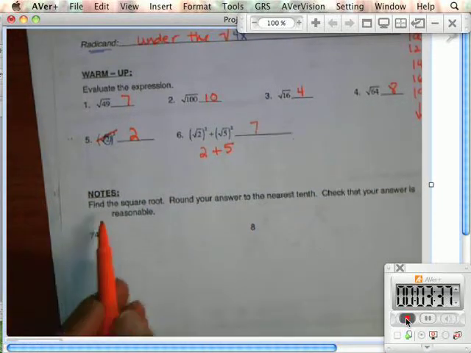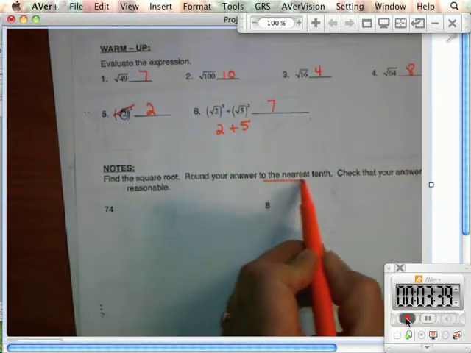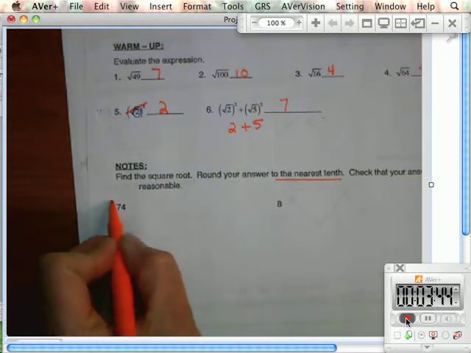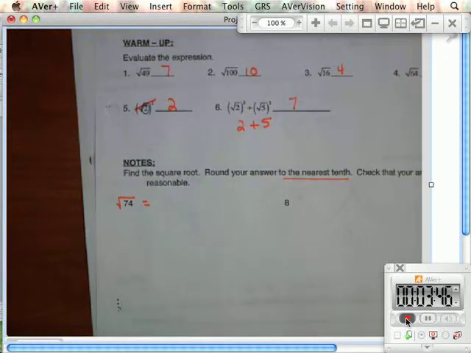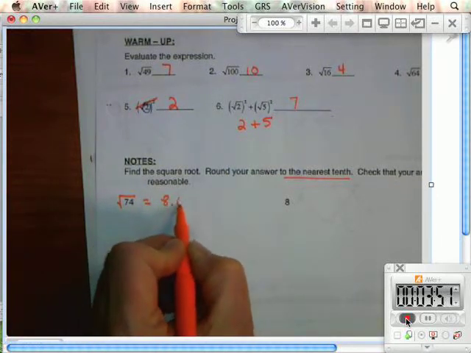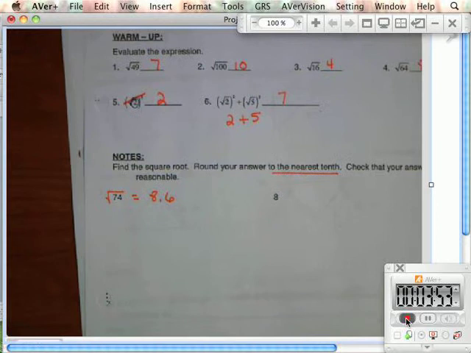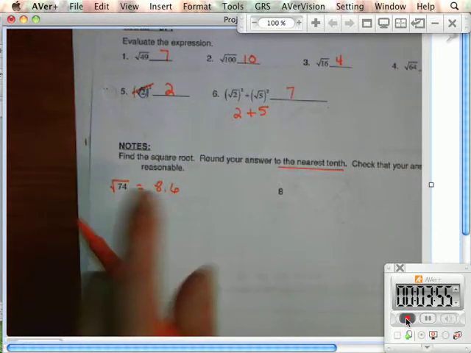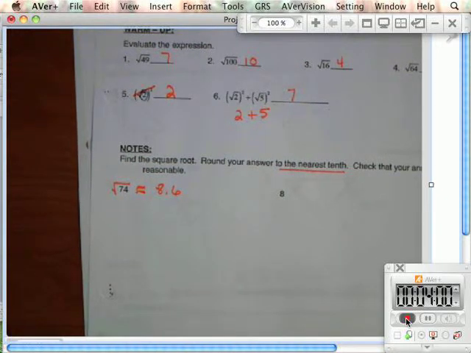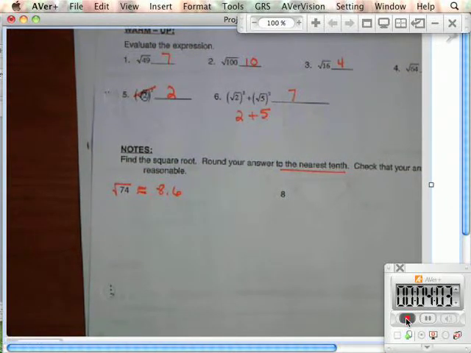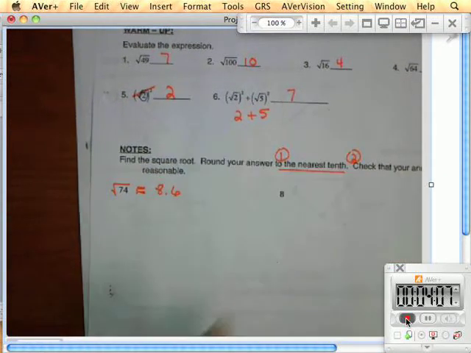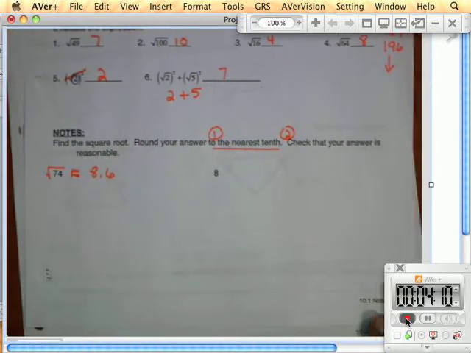It says find the square root, round your answer to the nearest tenth. This means I can use my calculator. So find the square root of 74. It's 8.6. The nearest tenth is the tenth place right here. Approximately 8.6. Now, that was the first part. Now I've got to do this part: check that your answer is reasonable.